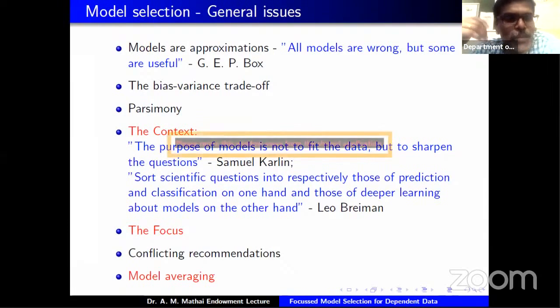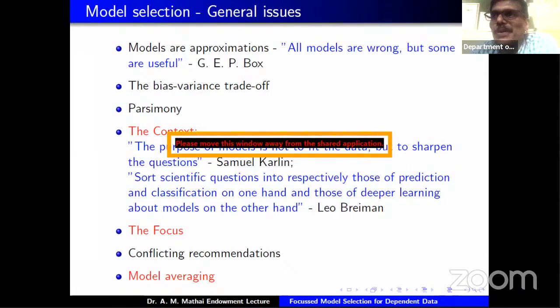Now we will be talking a little bit about focus. Sometimes there are conflicting recommendations of the model, because one criterion will give you one model and another criterion will give you another model. As a solution, model averaging was suggested. In today's talk, I'm not getting into model averaging.